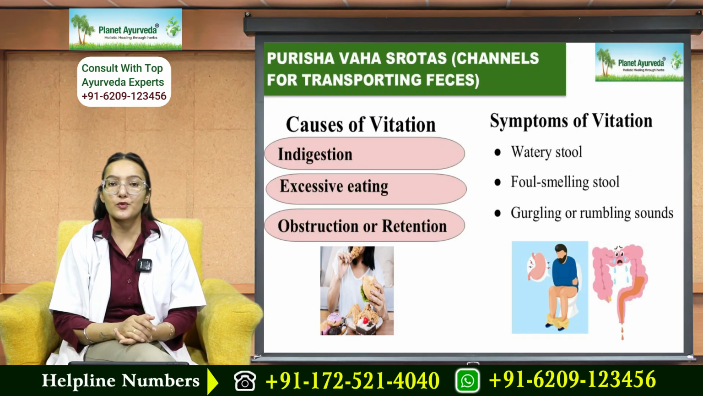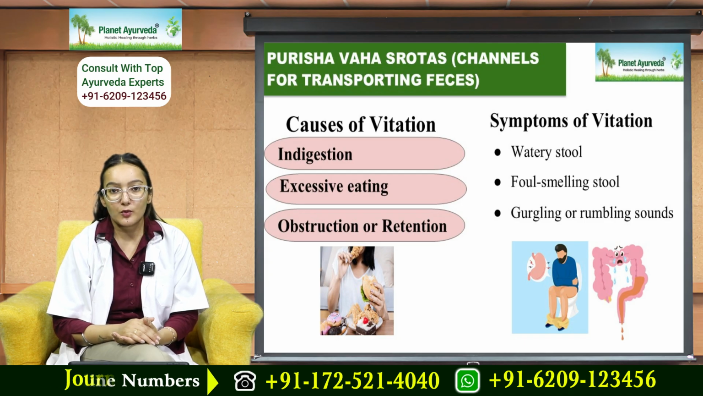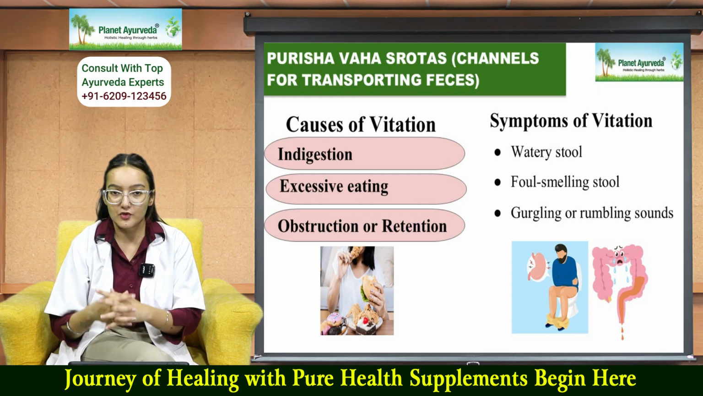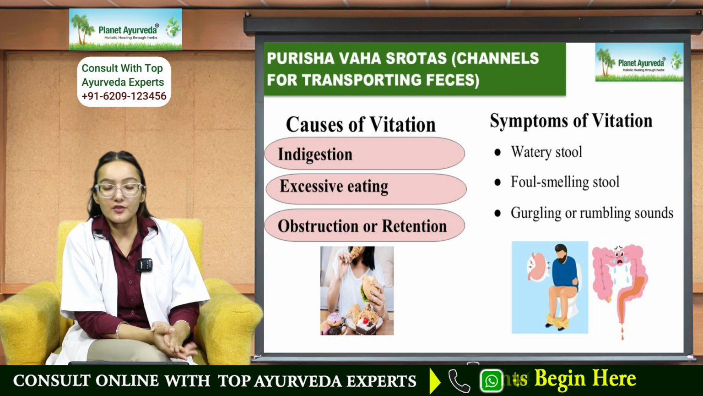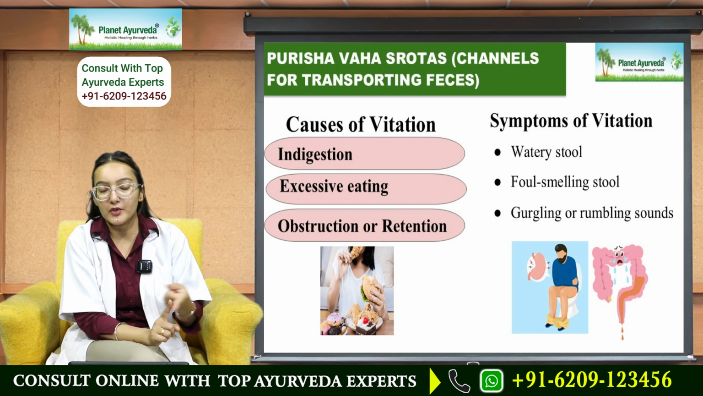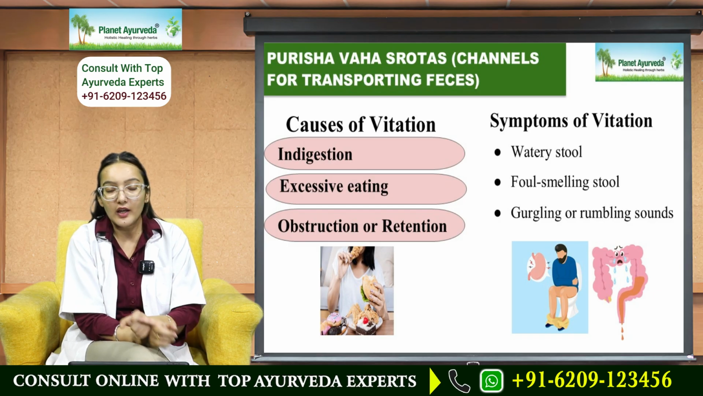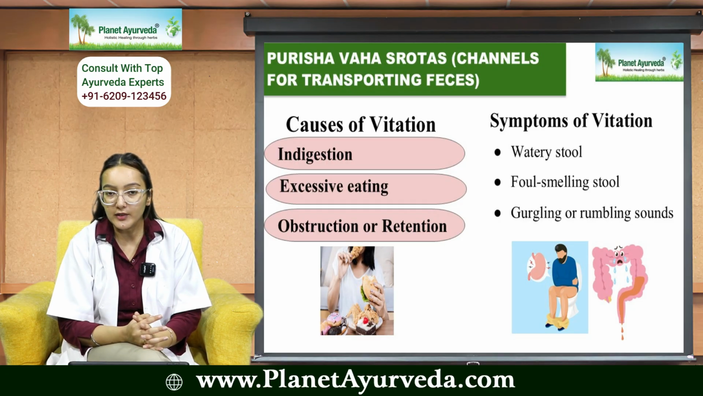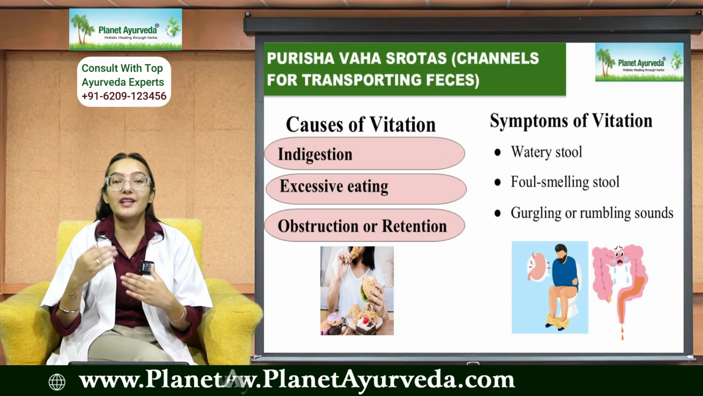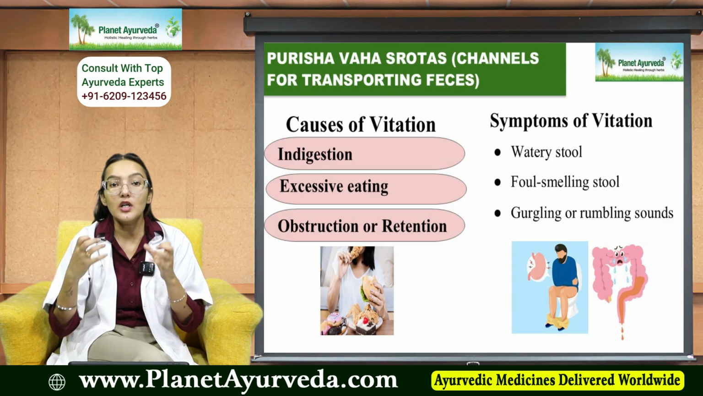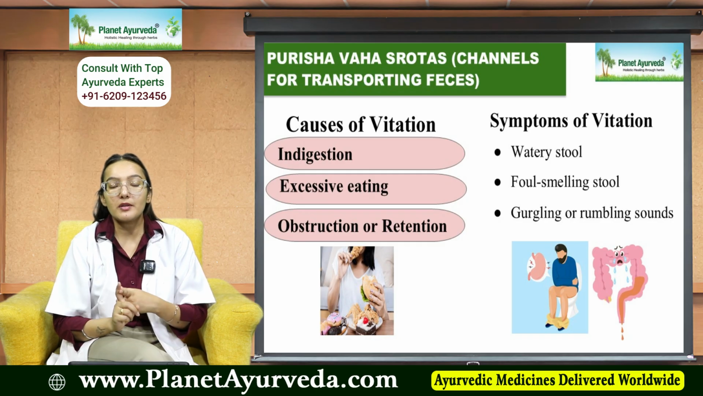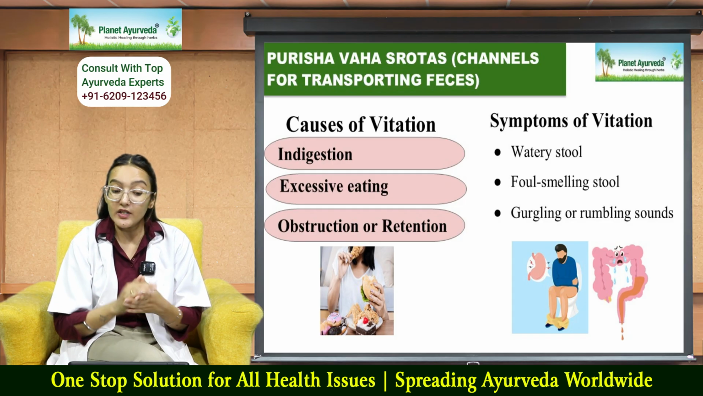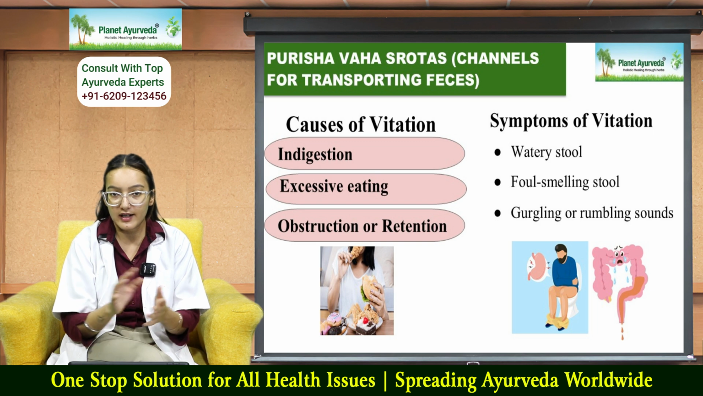Now comes the Purishvaha Srotodushti, or the vitiation of channels for transporting fecal matter or feces. Then come the causes and symptoms of this vitiation. Purishvaha Srotodushti will occur whenever there is obstruction in these channels, whenever somebody is not taking food in good quantity or quality, whenever somebody takes food items that may create ama dosha, because that will also obstruct the channels. Also when somebody is not taking enough fiber in their diet, or with excessive eating or obstruction in that area.